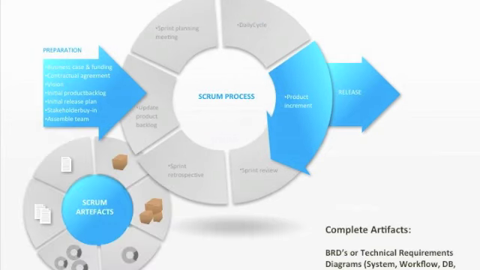Within the Scrum process, there are going to be artifacts. Depending on the environment, these can include business requirement documents, BRDs, or technical requirements diagrams, system, workflow, DB, UML, mockups, wireframes, and so on, all of which can be tied to a specific user story.